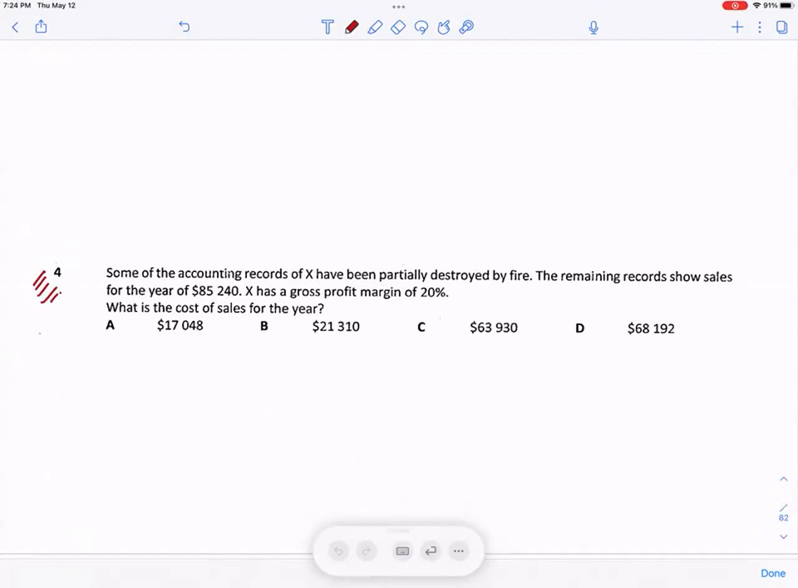Who can try the fourth one? You have margin, and they want you to find cost of sales. Which format will you make for this?